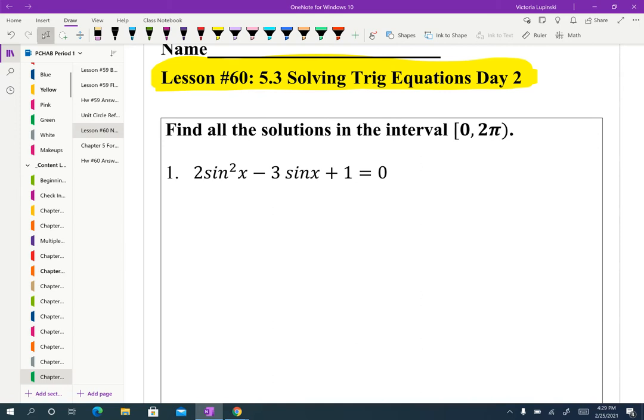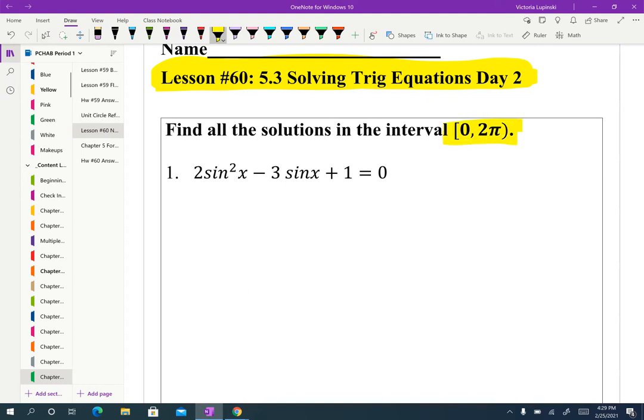We're going to have some fancier solution techniques, and then we're going to see a couple of examples where we have to check for extraneous solutions. But really, today's lesson just kind of reinforces lesson 59 and is an excellent review. So let's take a look here at number 1. Find all the solutions from 0 to 2 pi.